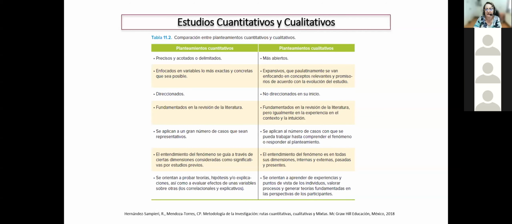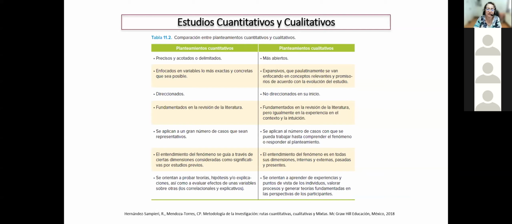Here we have a table, a figure. You will see that in your slides, where we have a characterization of how quantitative and qualitative studies are characterized.